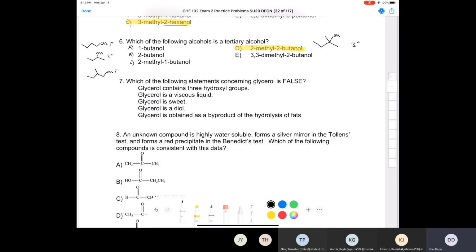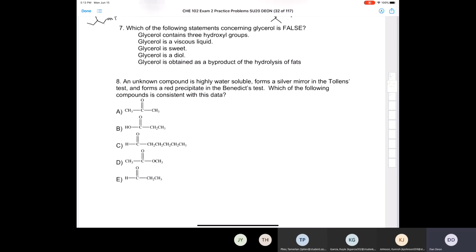And then we could just do the last one for fun. 3,3-dimethyl-2-butanol. So 1, 2, 3, 4, 2. And then on here we have this. So this is also a secondary alcohol. So the answer is D: 2-methyl-2-butanol is a tertiary alcohol. All right, let's move on and talk about which of the following statements concerning glycerol is false.